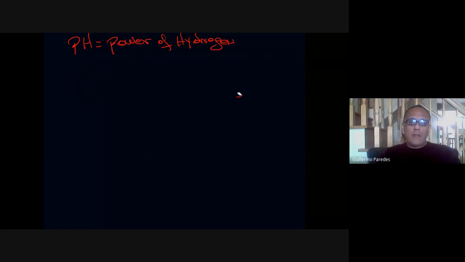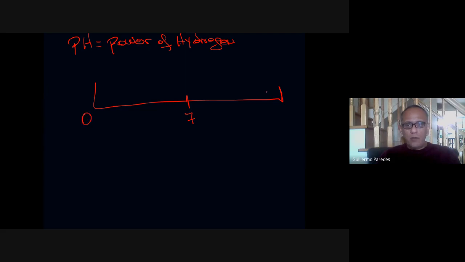Second, let's talk about the pH range, the power of hydrogens. This is pH 7, 0 to 14. So this is acid. The closer to 0 is acid. The closer to 14 is alkaline.